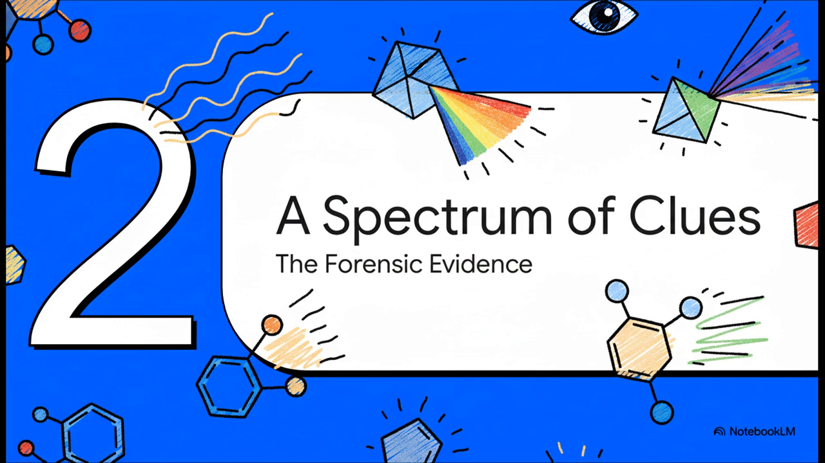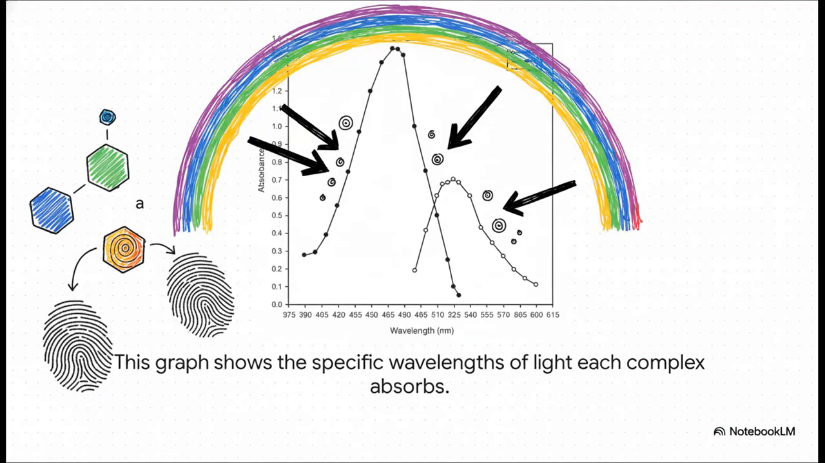We need to look at our most important piece of evidence, how these two molecules actually interact with light. So what you're looking at here is called an absorption spectrum. And honestly, it's like a fingerprint for a molecule. It shows us exactly which colors of light are being soaked up by each of our two mystery complexes. You can see them labeled A and B.